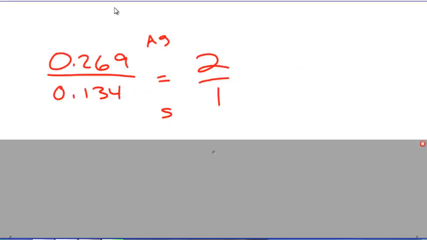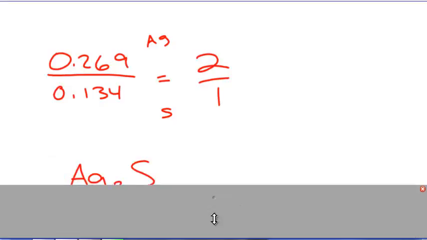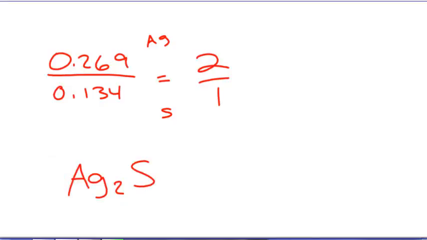Silver is larger. 0.269 over sulfur's smaller number of moles, 0.134, equals 2. This time we have a whole number. I put it over 1. And I can just use those numbers directly. Ag2S.